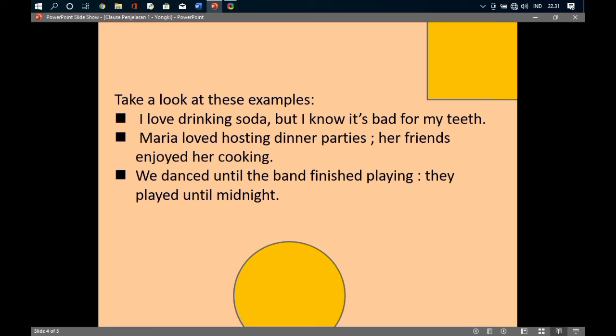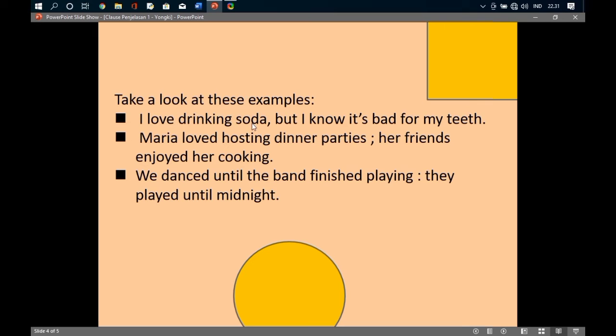The first is, I love drinking soda, but I know it's bad for my teeth. So you can see from the sentence, the first clause is I love drinking soda. The way you determine where the clauses are is by looking at the comma or the structure of the clauses. If you find the subject and the verb in those words, you can determine that it is a clause. So the first clause is I love drinking soda. So this is the independent clause.